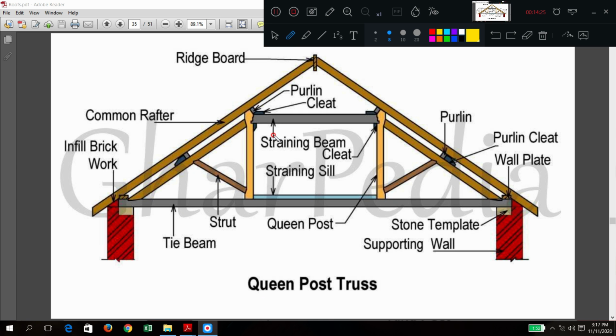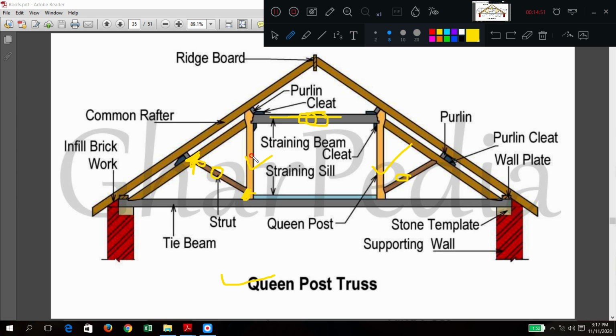Okay, queen post. This queen post has two vertical posts, 1, 2. It is connected by a straining beam at the top. It is called a horizontal piece, the straining beam. Two struts are provided. What are those? 1, 2. Two struts are there which will connect the principal rafter and the queen post. Principal rafter here and queen post here.